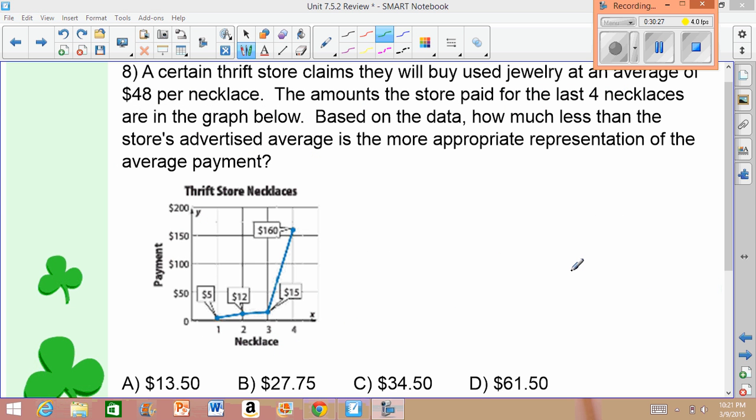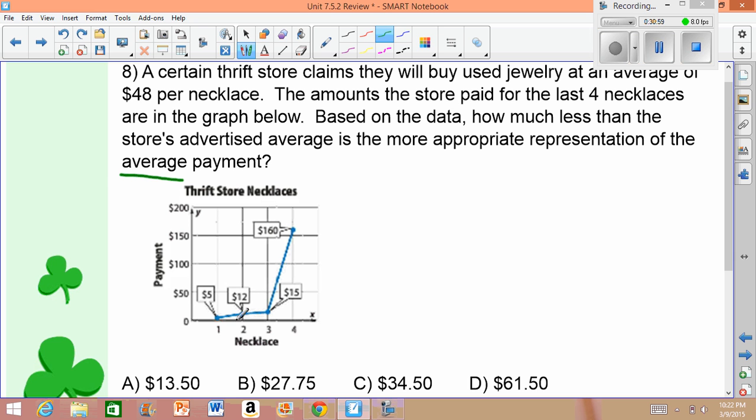So now we are looking at problem number 8, which is our final problem. It says a certain thrift store claims that they buy used jewelry at an average of $48 per necklace. The amounts the store paid for the last 4 necklaces are in the graph below. Based on the data, how much less than the store's advertised average is the more appropriate representation of the average payment? So remember, average is a fancy word for mean.